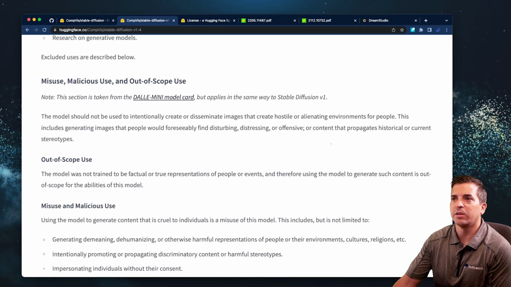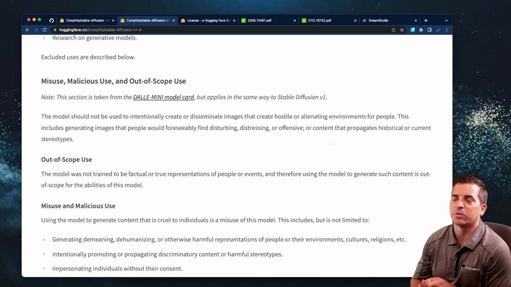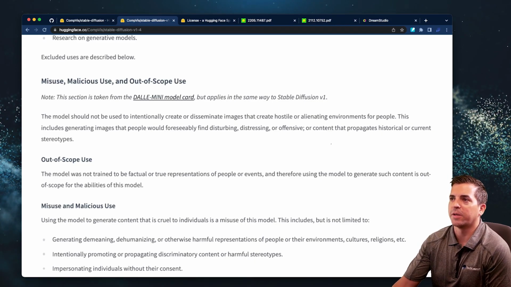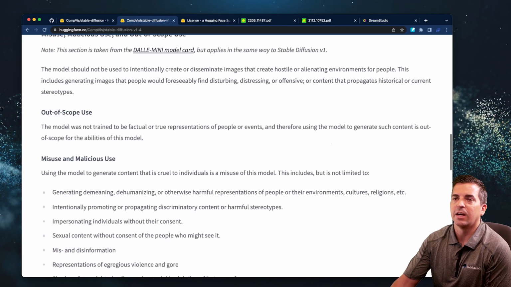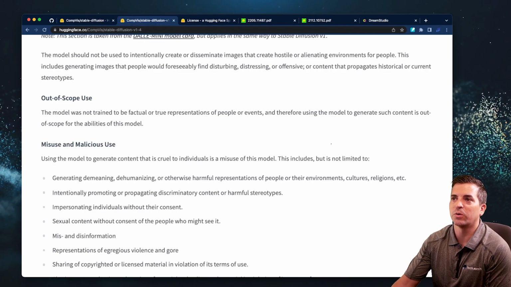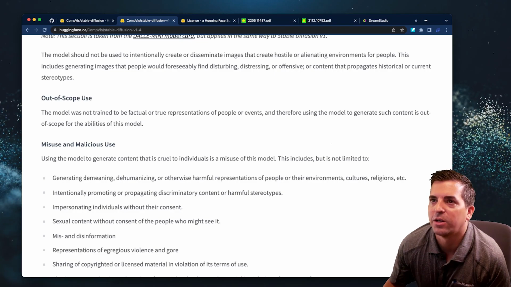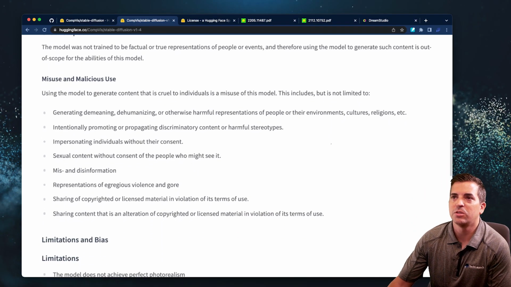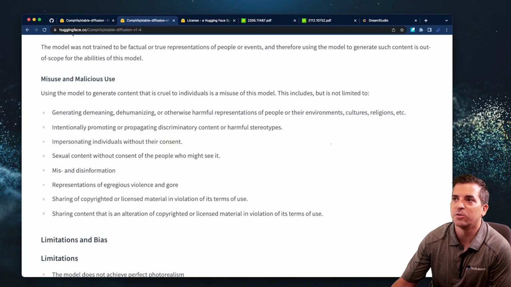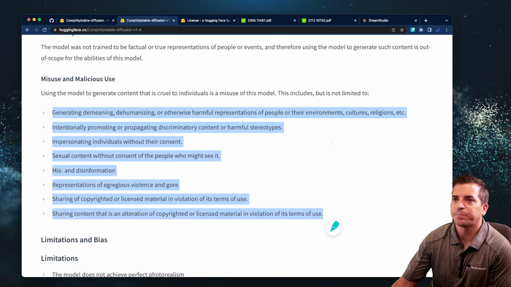It should not be used to create or disseminate images that create hostile or alienating environments for other people, and that would foreseeably people would find disturbing, distressing, or offensive, or that propagates historical or current stereotypes. Out of scope use: it was not trained to be a factual or true representation of people or events, and therefore using the model to generate such content is out of scope for the abilities of this model. Misuse and malicious use: using this model to generate content that is cruel to individuals is a misuse of this model. This includes, but is not limited to, and you can read all of the different scenarios here.